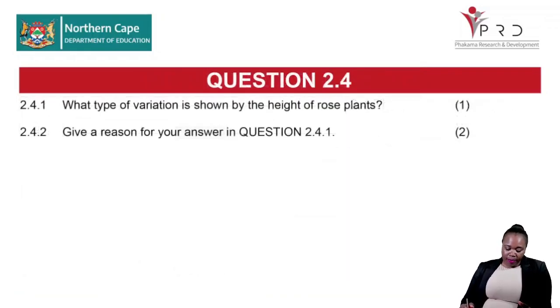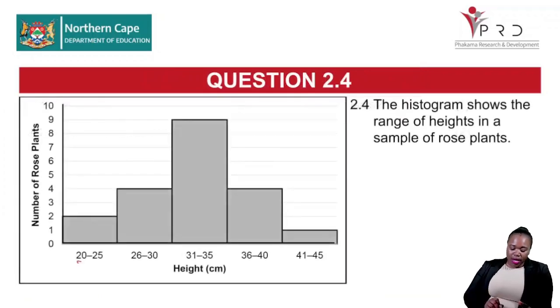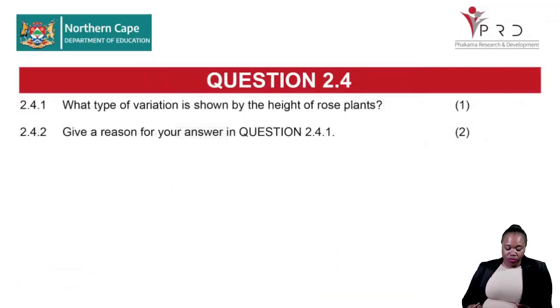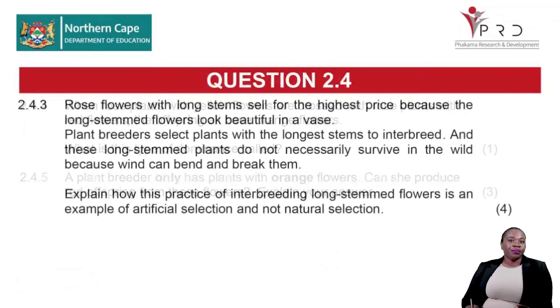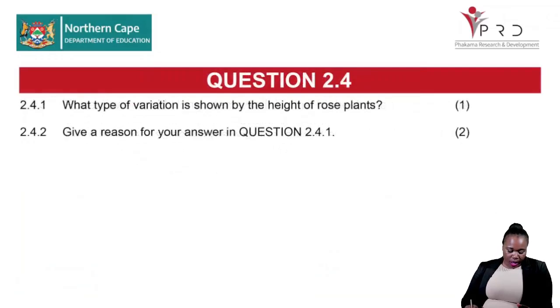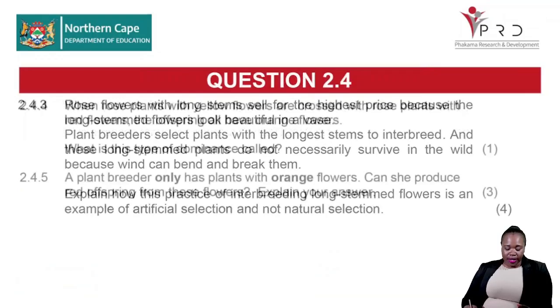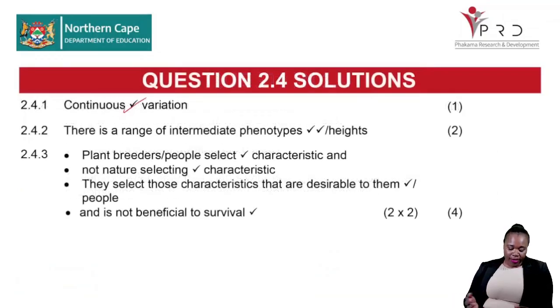It says, what type of variation is shown by the height of roses? Because we can see there's a range from 20 all the way until 45. And we say there's a range, it means that this is continuous variation, because there is continuation in the phenotype that we're looking at or the characteristic that we are looking at. So variation here is continuous. Okay, give a reason for your answer in question 2.4.1. So as I said, there is a range of different heights from the lowest to the highest, right? There's a range of intermediate phenotypes or heights.